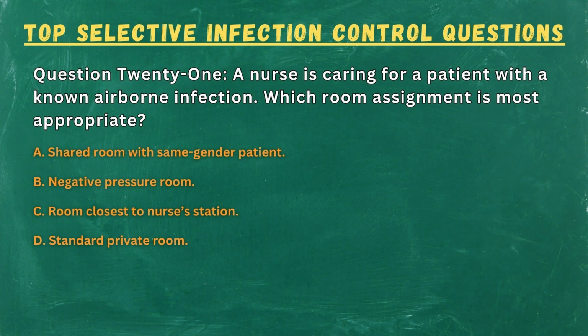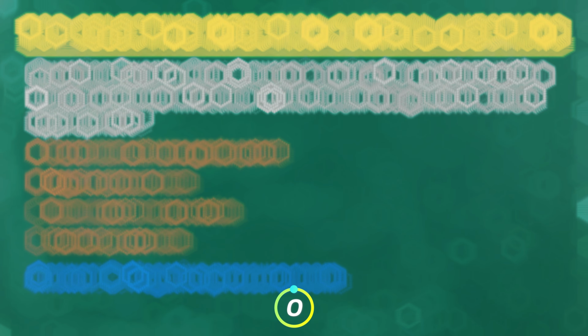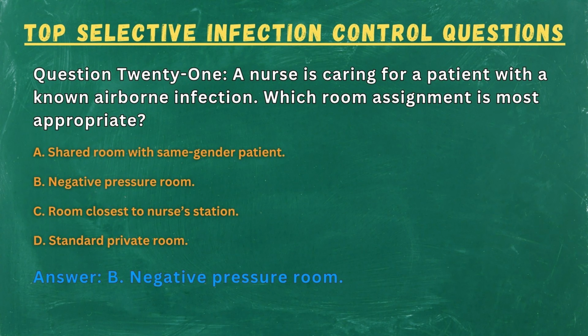Question 21. A nurse is caring for a patient with a known airborne infection. Which room assignment is most appropriate? A. Shared room with same-gender patient. B. Negative pressure room. C. Room closest to nurse's station. D. Standard private room. Answer: B. Negative pressure room.